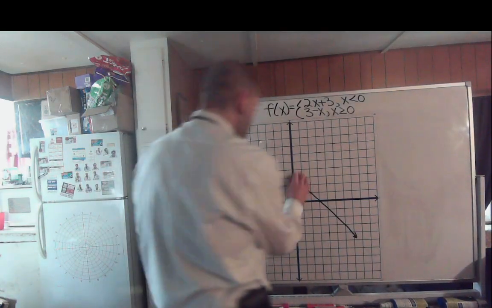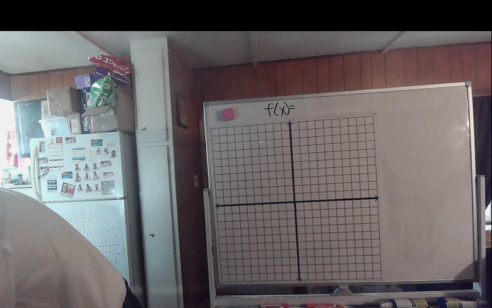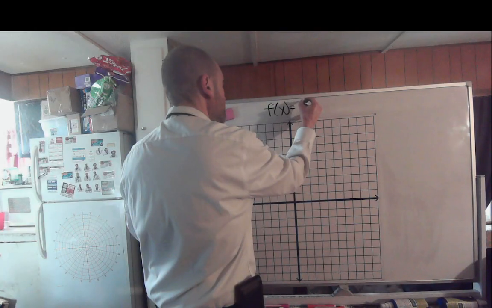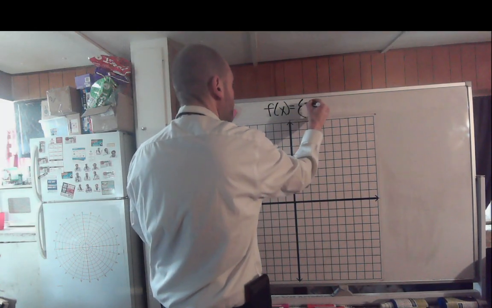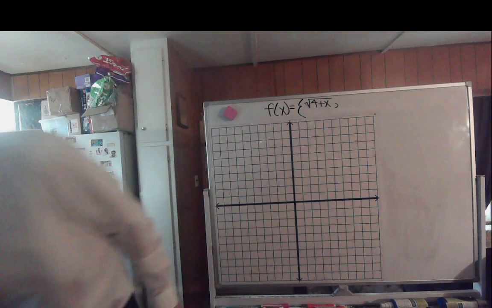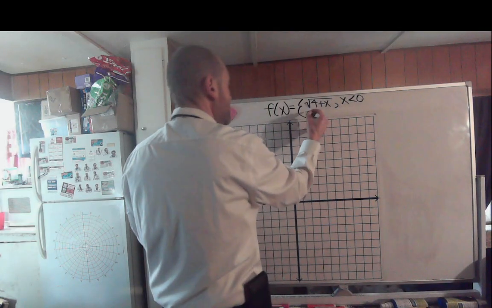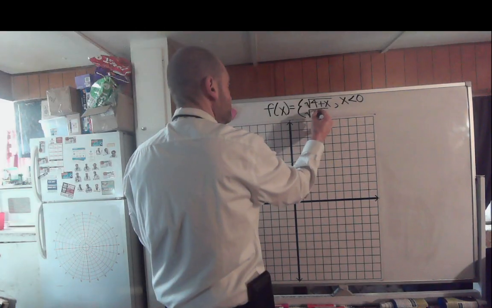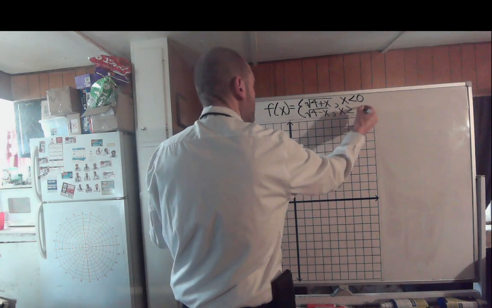And I got more of these. All right. So let's see, we have f of x equals the square root of 4 plus x when x is less than 0, and then f of x equals the square root of 4 minus x when x is greater than or equal to 0.